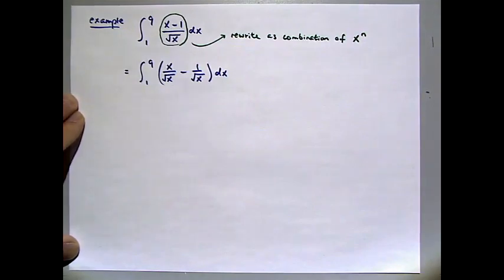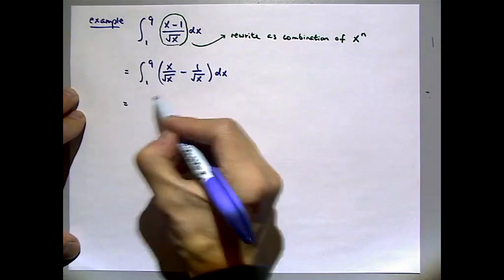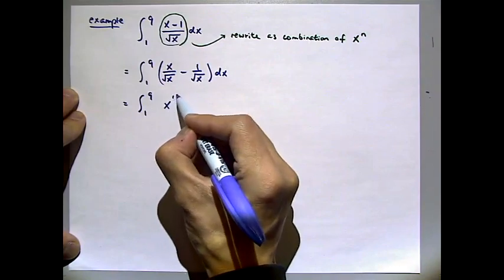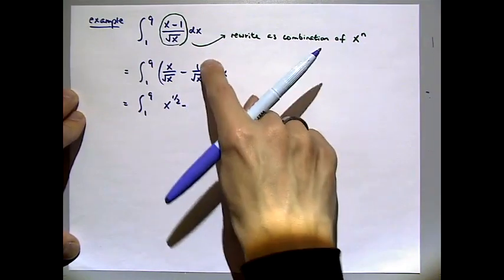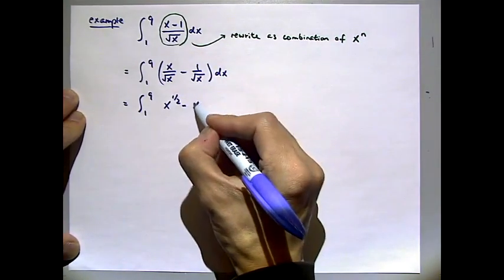There's only one thing downstairs, so I can divide each individual term on the top by that same denominator. X to the first over x to the 1/2 is x to the 1/2. Minus 1 over x to the 1/2, that's x to the negative 1/2.